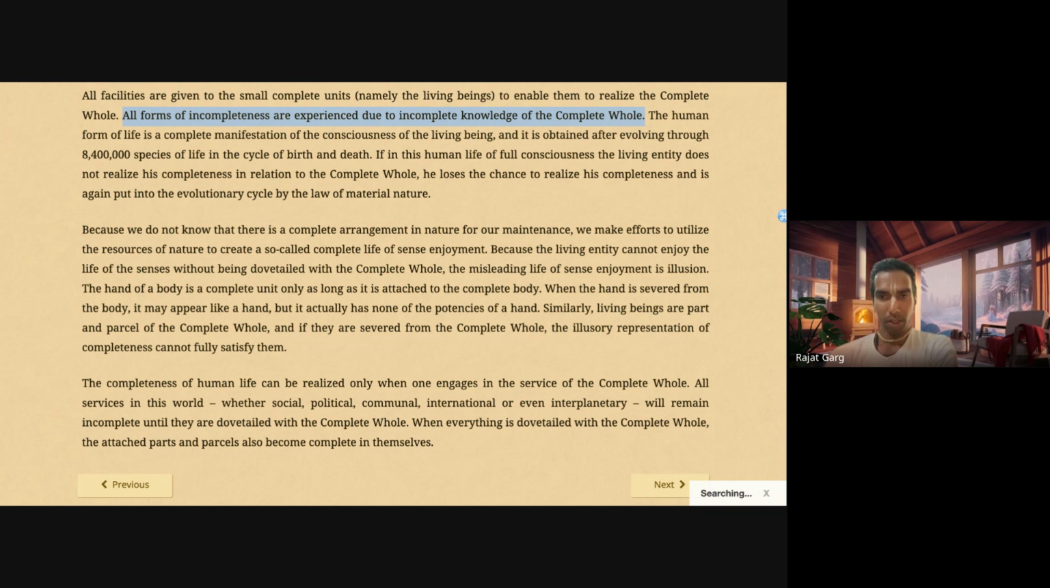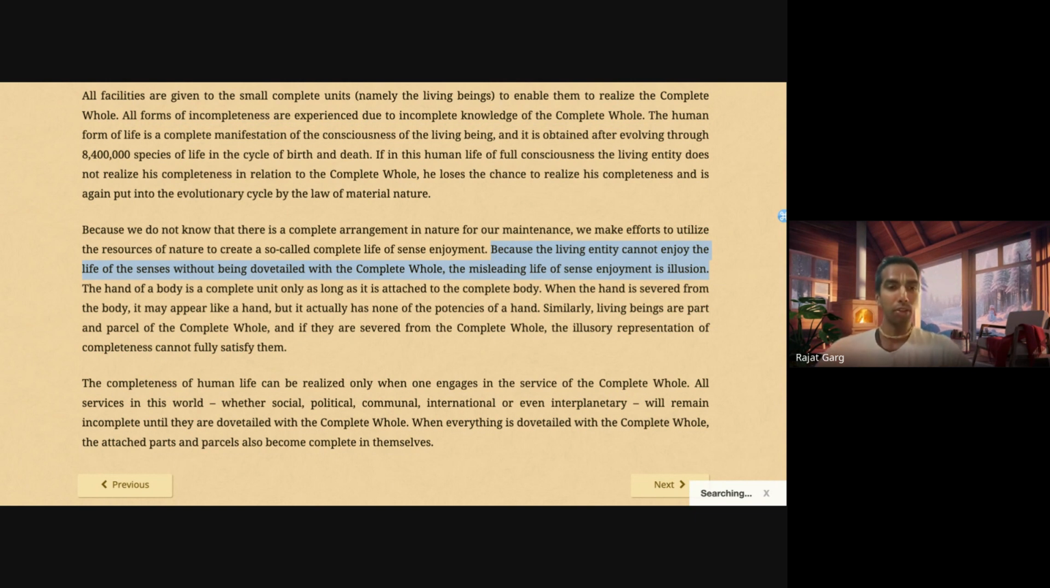Because the living entity cannot enjoy life without being affected by a complete or misleading life. So this sentence is a little bit mystic actually, because obviously we cannot enjoy endlessly, right? We cannot eat like an elephant, and unless we dovetail it with Krishna, we will be in illusion.